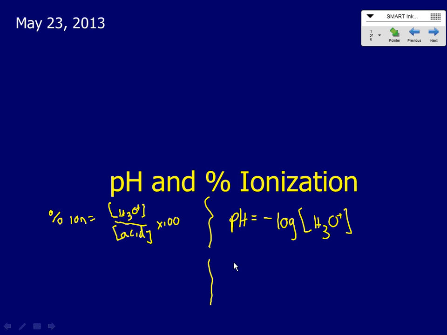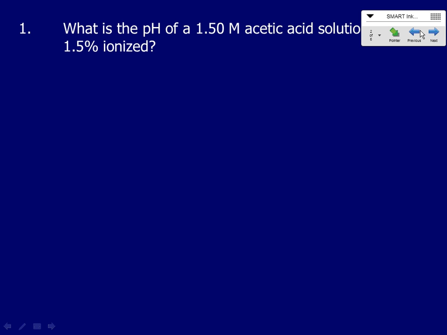We could work the other way around as well. H3O plus equals 10 to the exponent negative pH, which means given the pH, we could find the H3O plus, and then we could put it into the percent ionization equation, and we could find the percent ionization. That's really the more common one. That's how percent ionizations are determined. Using a pH probe, finding the pH, putting it in a percent ionization equation, and getting the percent ionization. All right? So let's do a couple of examples here.